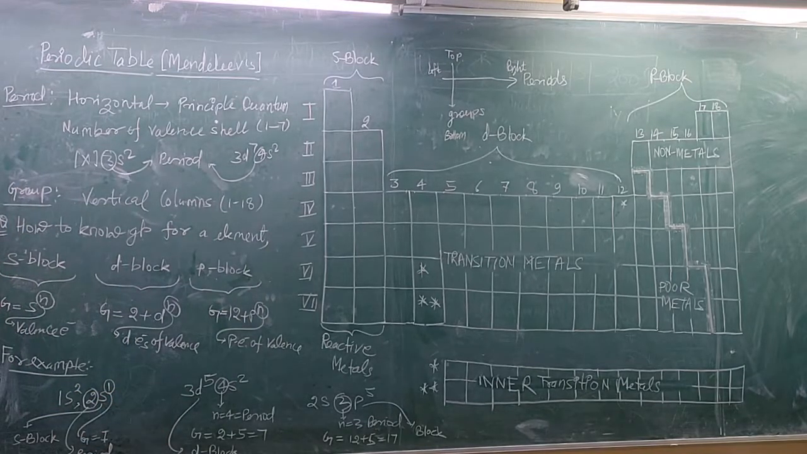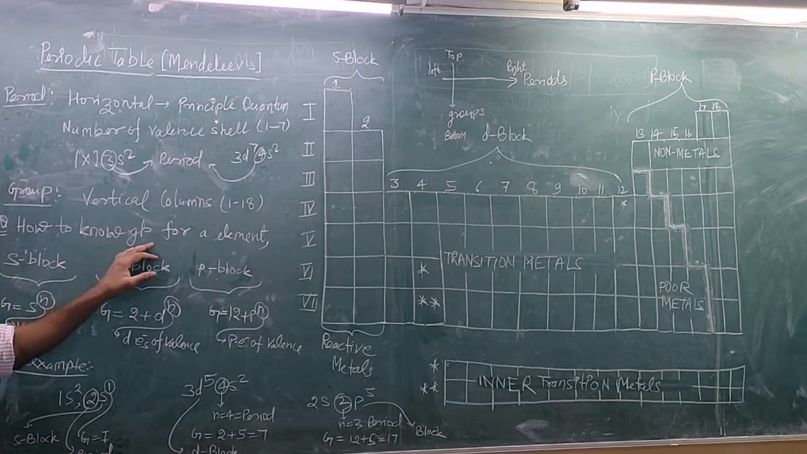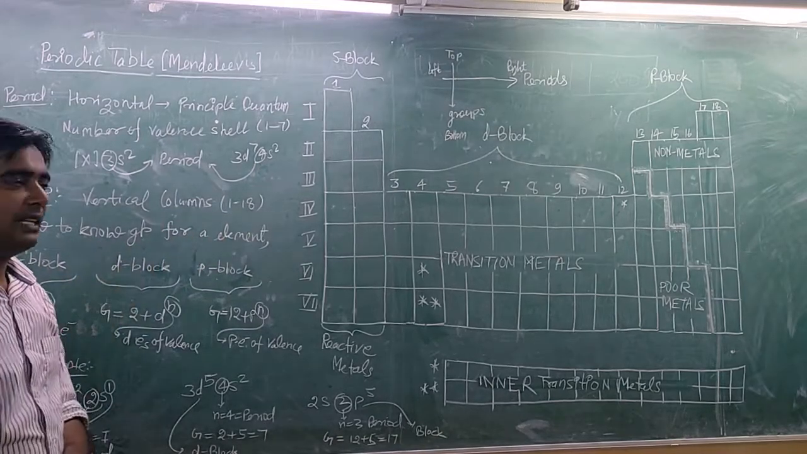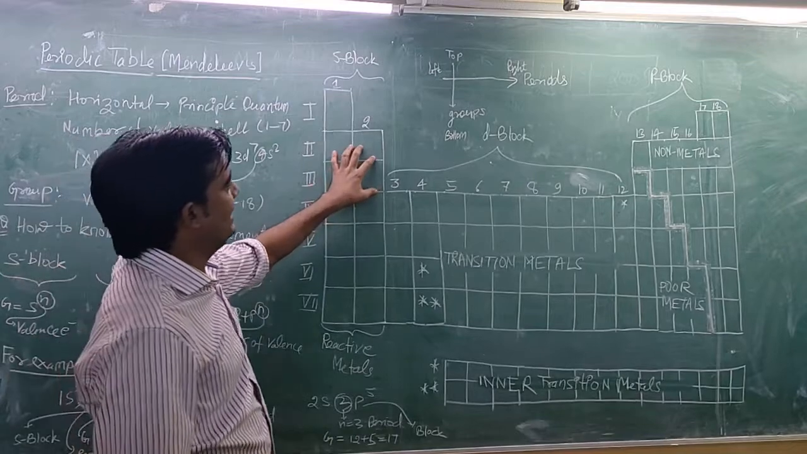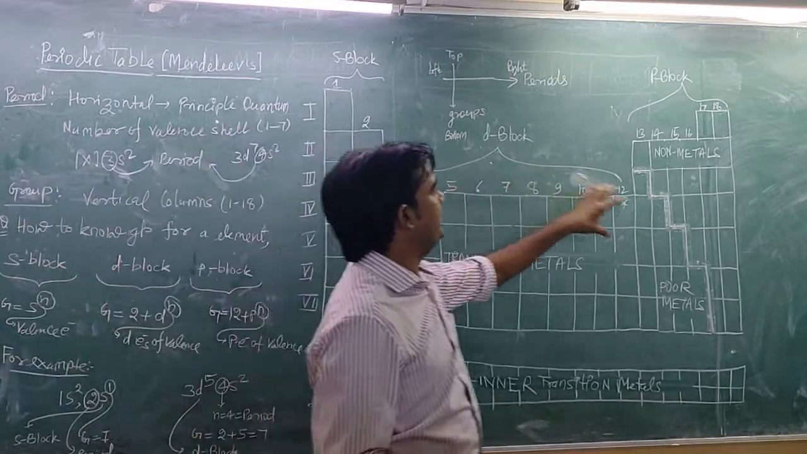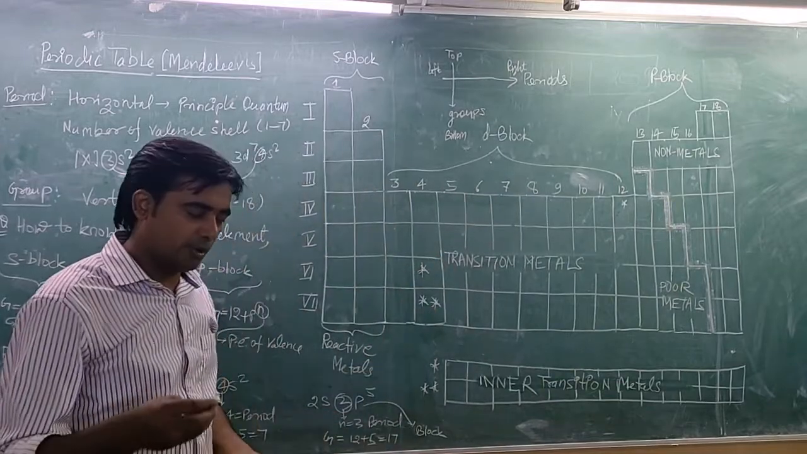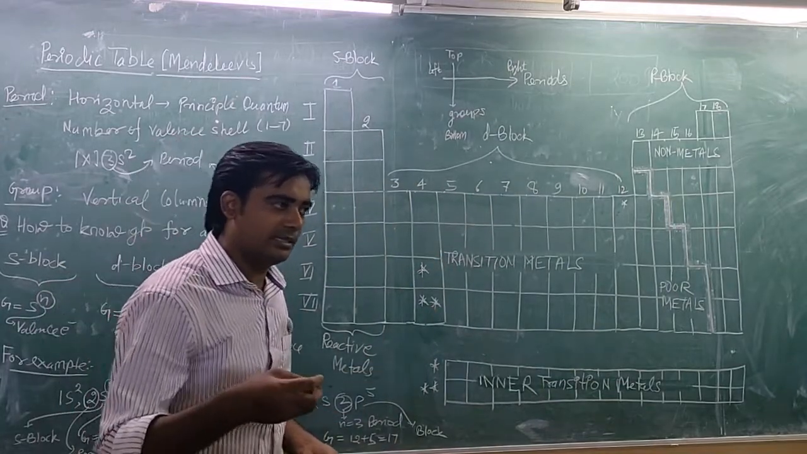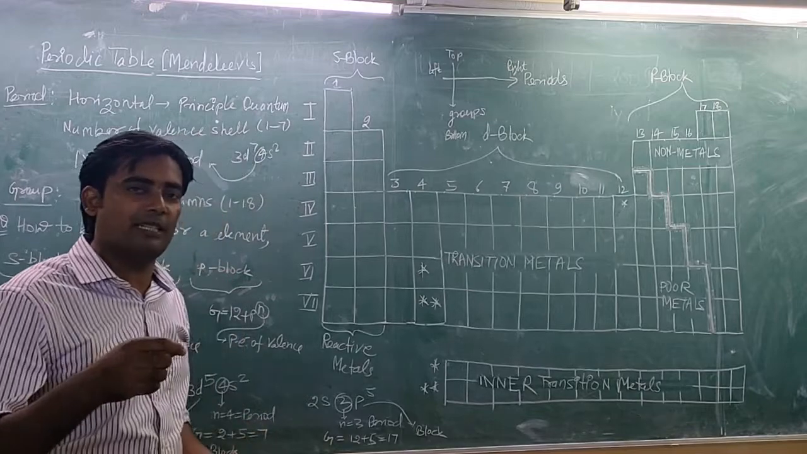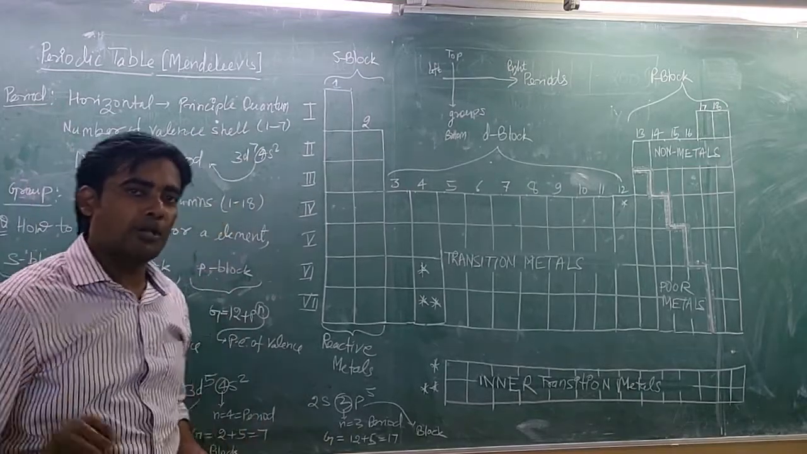Okay. Now the question is how to know the group of an element. If you know this is an s block element, d block element, or p block element, how can we classify this? If the valence shell electrons belong to an orbital, that orbital's name is the block name.